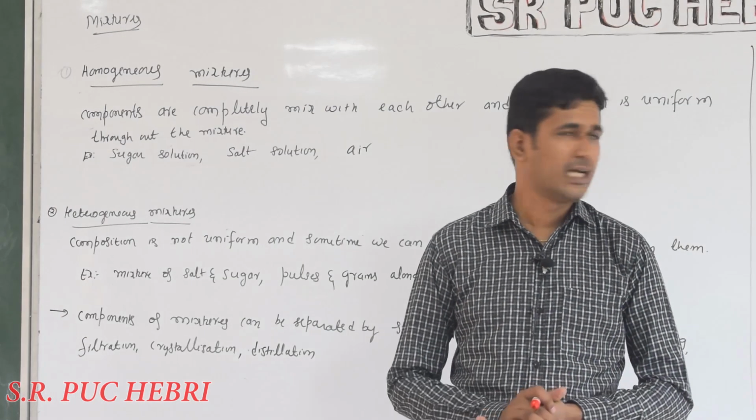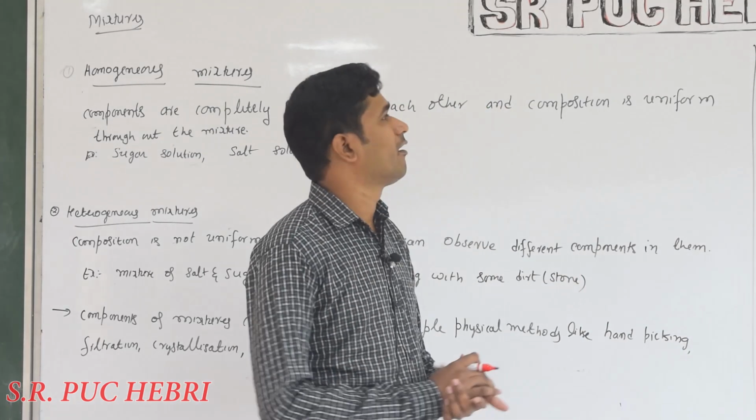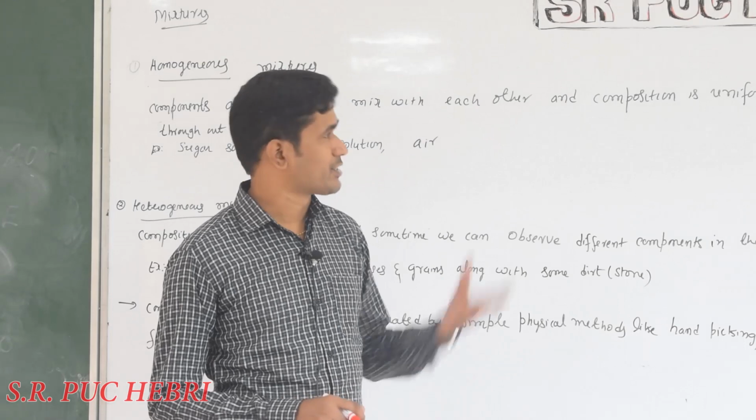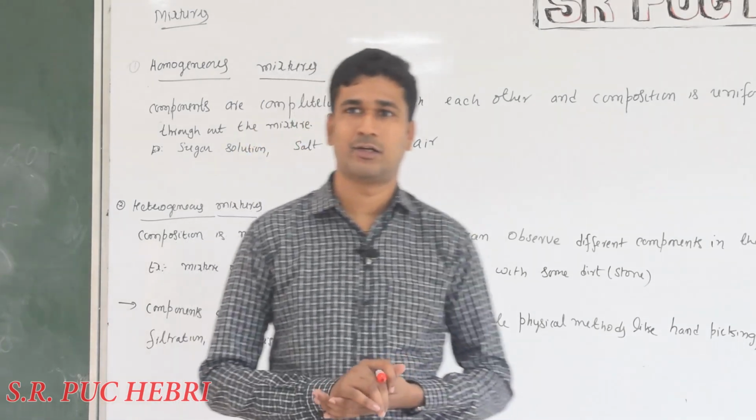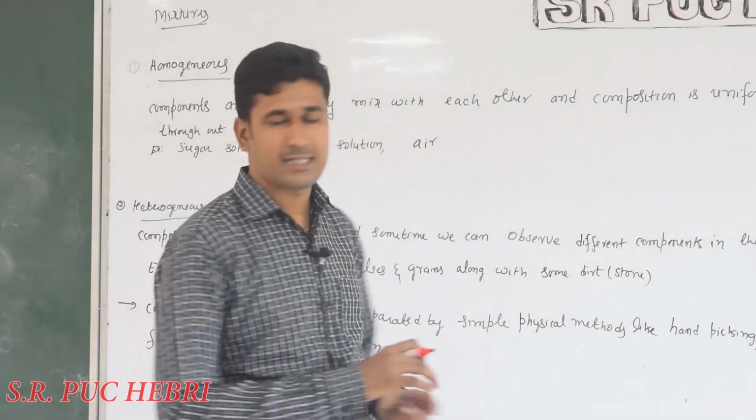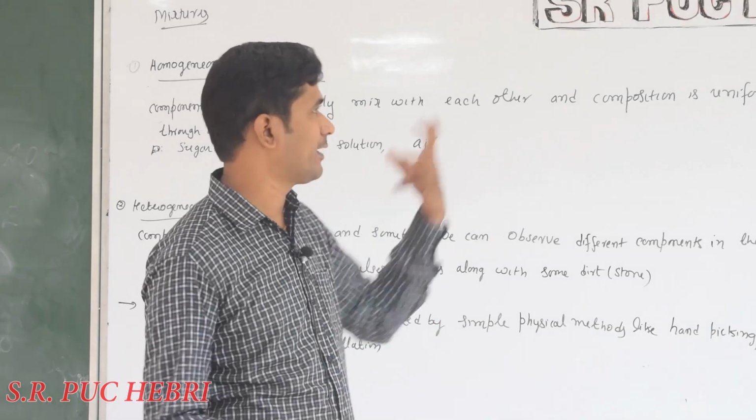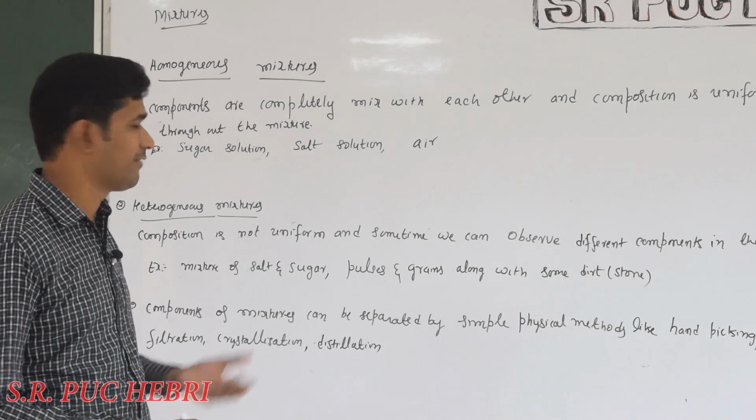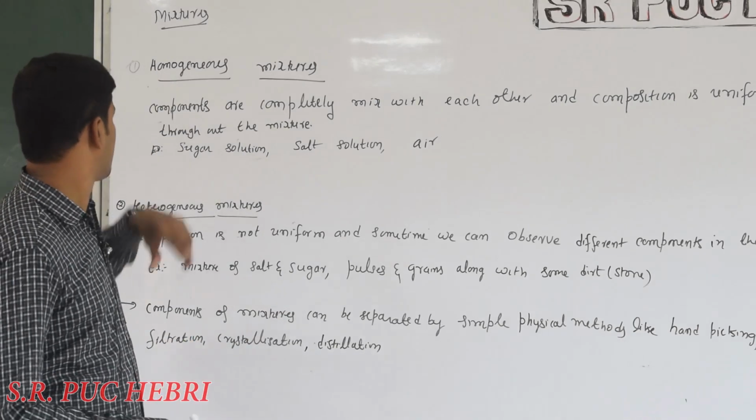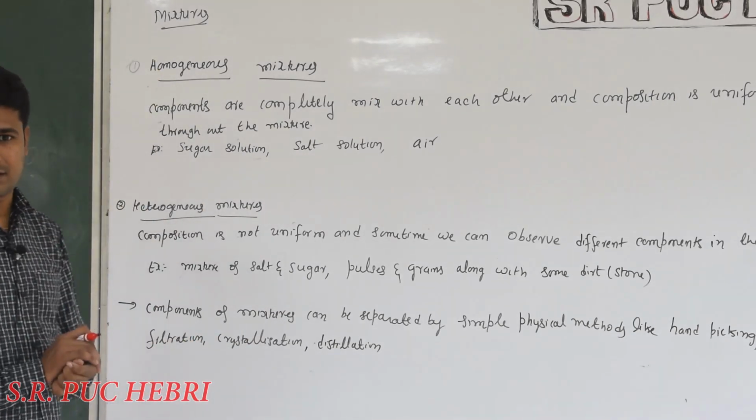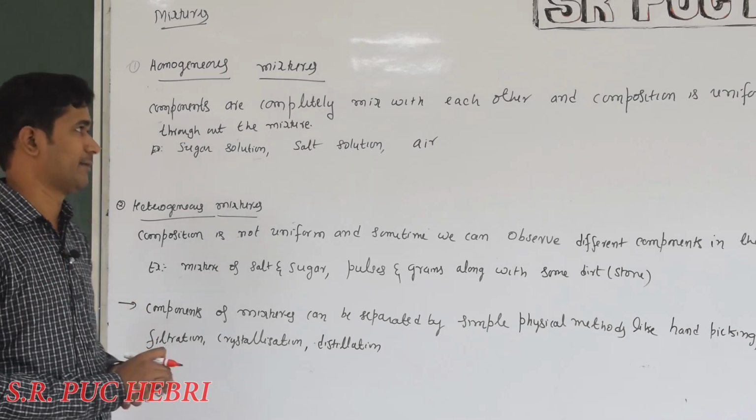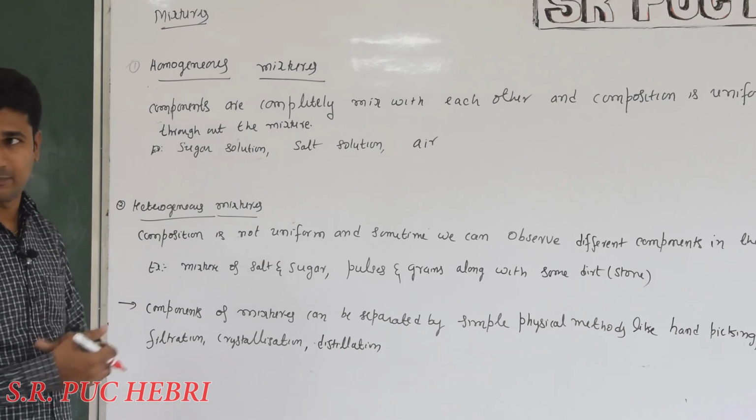Hello students. In the previous video, we were discussing the bulk classification of matter. In the bulk classification, we classified matter into two types: mixtures and pure substances. Now let us see one by one what mixtures are, their types, their characteristics, and examples. I already told you, mixtures have two or more components in them. There are two types of mixtures.